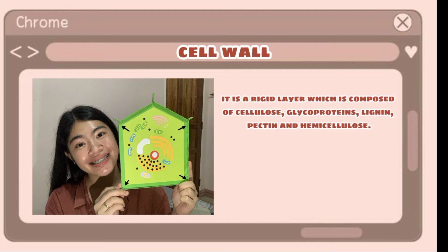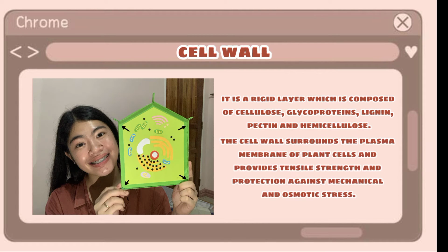Cell wall is a rigid layer which is composed of cellulose, glycoproteins, lignin, pectin, and hemicellulose. The cell wall surrounds the plasma membrane of plant cells and provides tensile strength and protection against mechanical and osmotic stress.